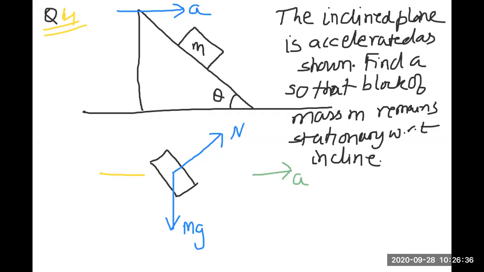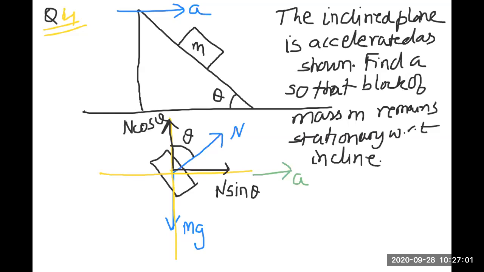Therefore, I will take a horizontal and vertical axis like this, and I will remember that this angle will be theta. The normal reaction makes an angle theta with the vertical. This component will be N cos theta, and this component will be N sin theta. Please notice that along the x-axis there is only one force. Therefore, it is guaranteed that along the x-axis you must see acceleration. And you are seeing acceleration. It is equal to a.